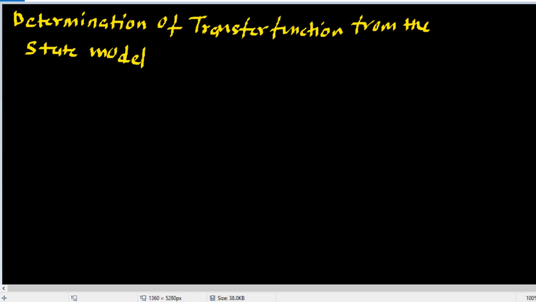Here I'm going to talk about the transfer function from a state model, how we can conclude the transfer function of a state model. Let us see. For that, first we have to see the standard equation of any state model, which is something like that: x dot equals Ax plus Bu.